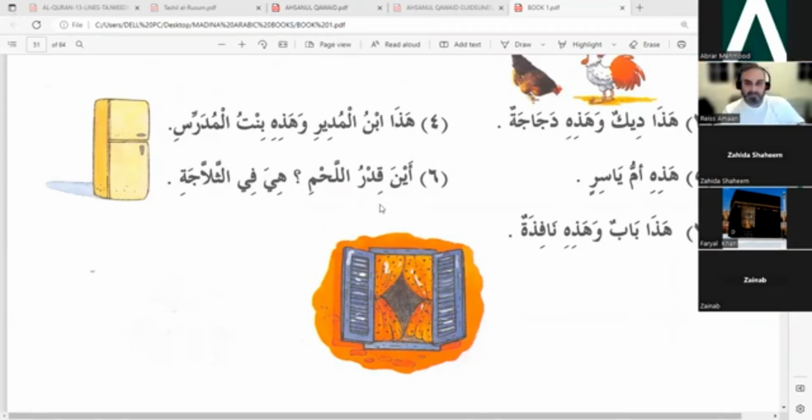أين كدر اللحم? Where is the meat pot? Yeah, the meat pot. هي في ثلاجتي. It is in the fridge.